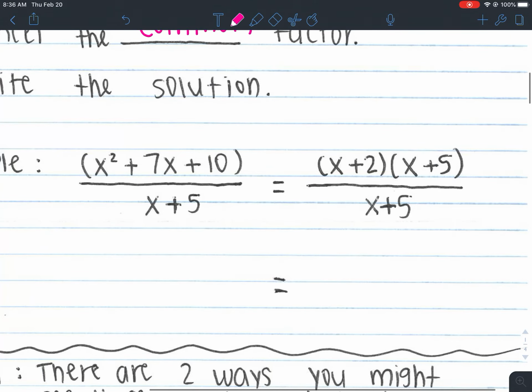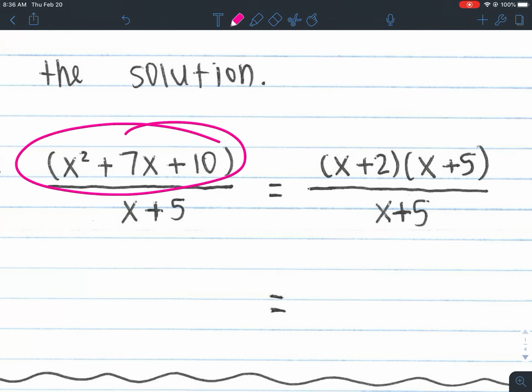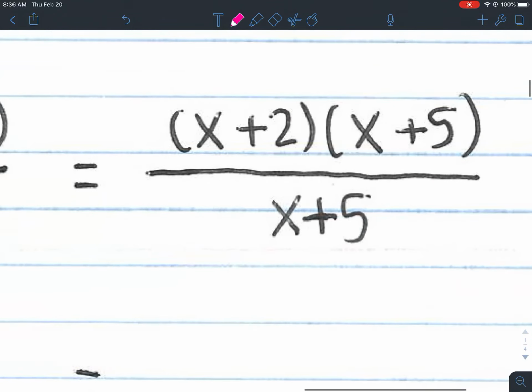So if we fast forward, after I factor this, I should get x plus 2 as one of my factors and x plus 5 as the other factor. So now my top part is factored, and my bottom part is as factored as it can be. After you do that, you cancel the common factor. By common factor, I mean the common grouping that they have. There aren't any parentheses around this one here, but you want to think of it like a group. I notice that the two groups that are the same are x plus 5.